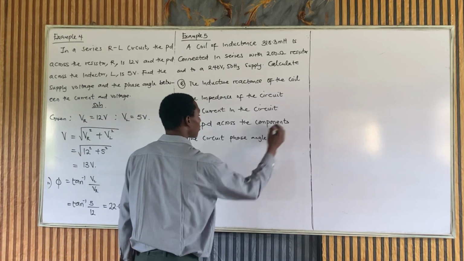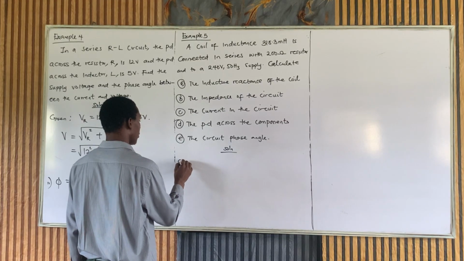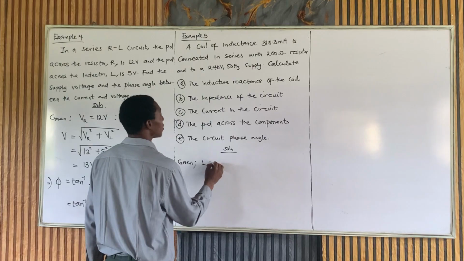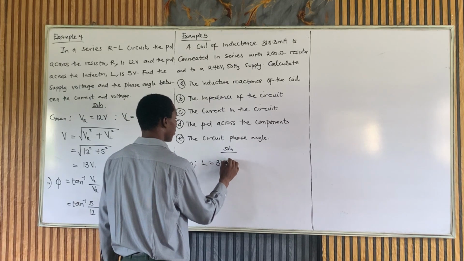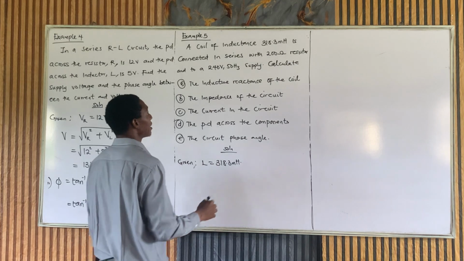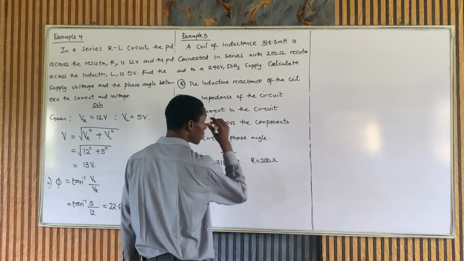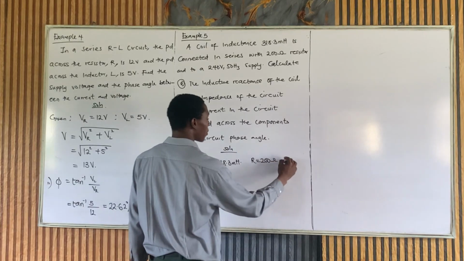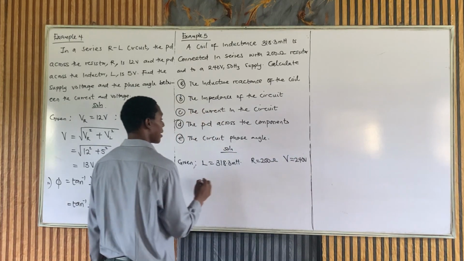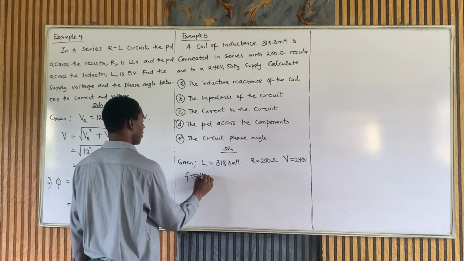Okay, let's solve this question now. First of all, let's bring out what we are given. We are given the inductance, which is 318.3 millihenry. And then we are given the resistance here, 200 ohms. Again, we are given the voltage supply, V, 240 volts. And again, we are given the frequency, 50 Hz.